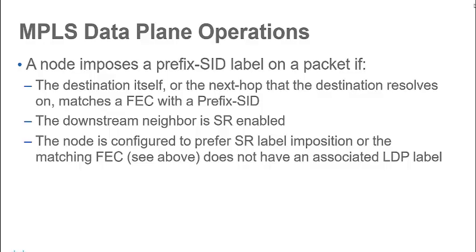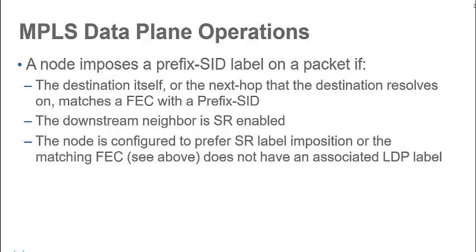MPLS data plane operation. A node imposes a prefix SID label on the packet if the destination itself, or the next hop that the destination resolves to, matches a forwarding equivalence class, FEC, with a prefix SID. What does that mean? A packet wants to go to a destination. For that destination, I'm seeing a prefix SID.